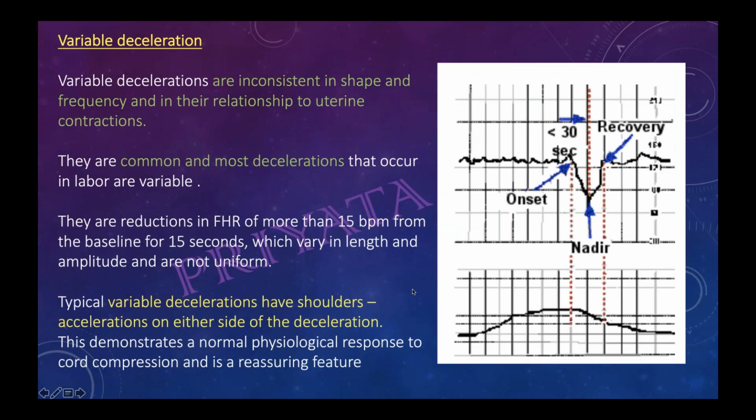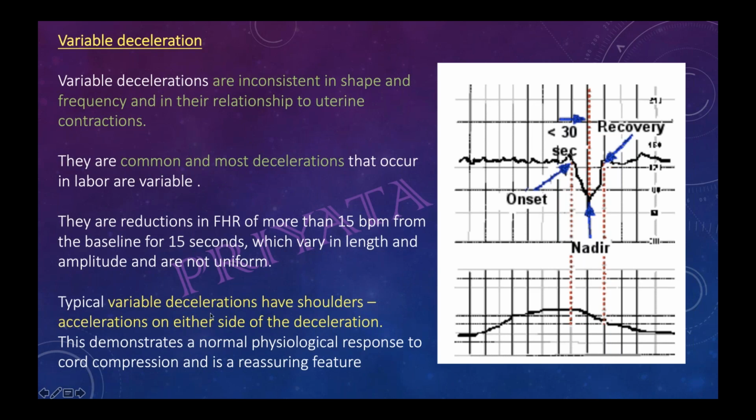Now coming to variable deceleration. Variable decelerations are inconsistent in their shape, in their frequency, in their size, and in their relationship to contraction. So they are not related to anything. They can be of varying shape, of different frequency, and they will not be related to uterine contractions. The most common deceleration that we find is the variable deceleration.